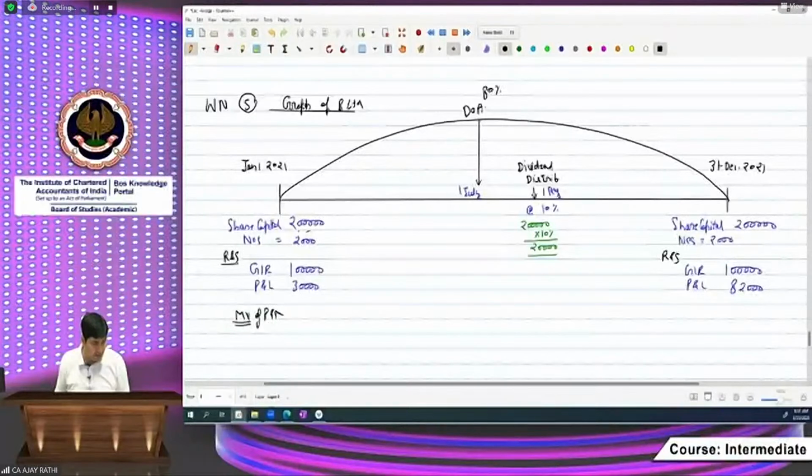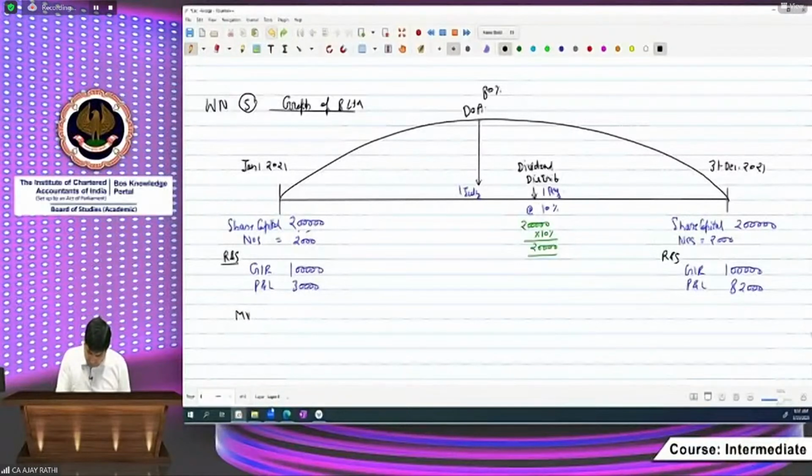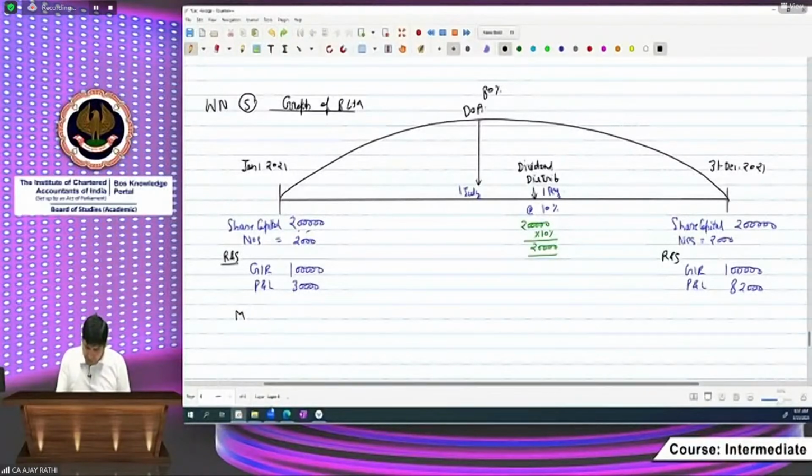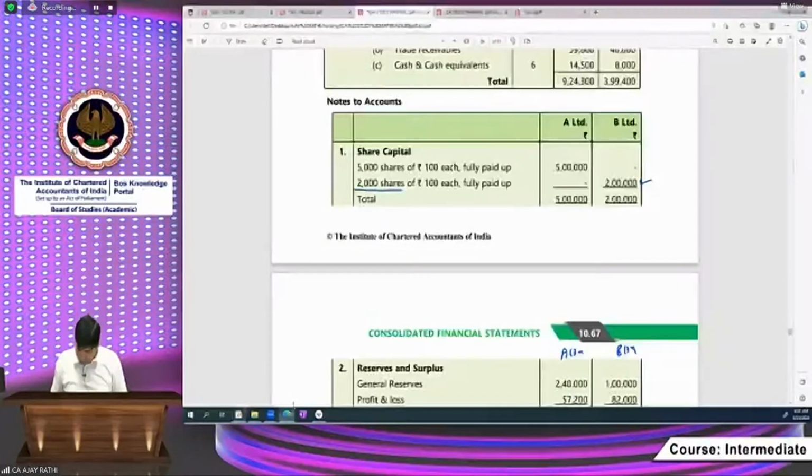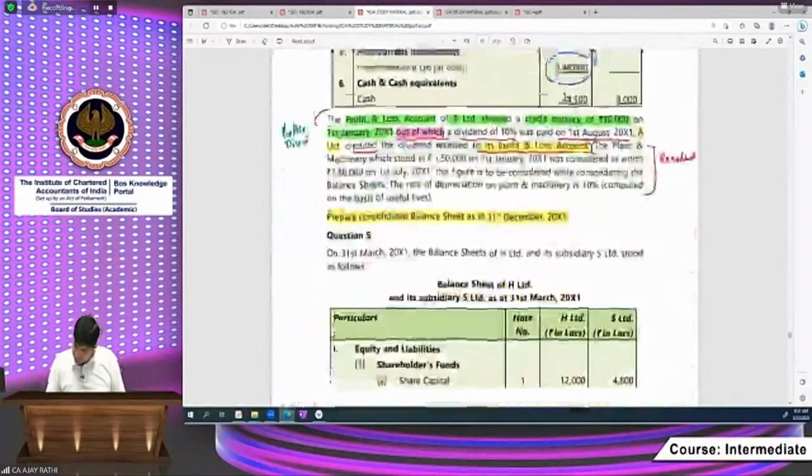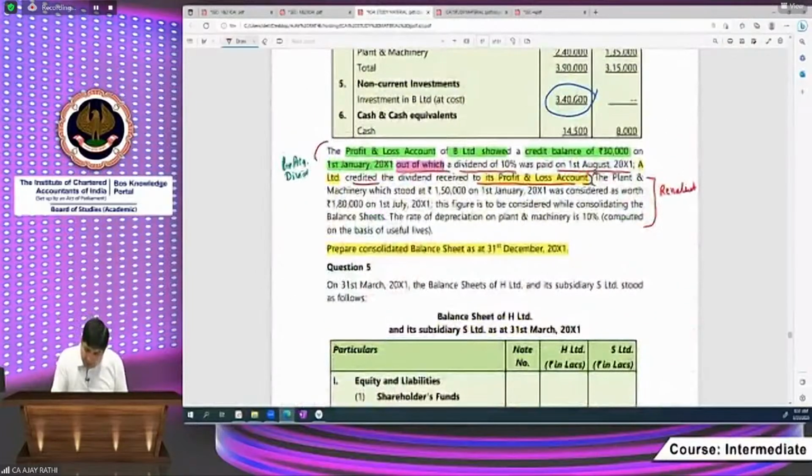Wait a minute. So note, this is not. Wait a minute. The question is given properly. Date of acquisition. See, this is the date of acquisition. Wait a minute. Yes. Now read this. I am removing all the rest of the highlighting points. Now I am considering directly the revaluation part.